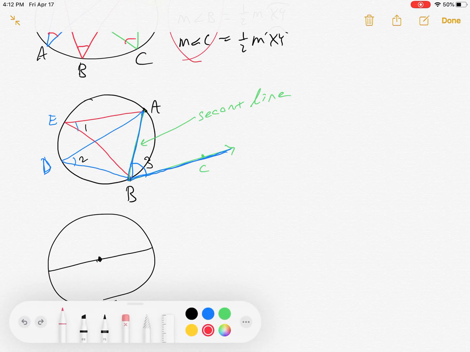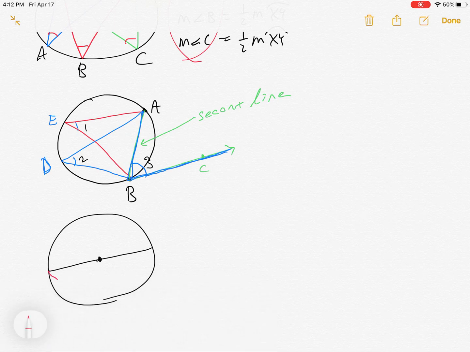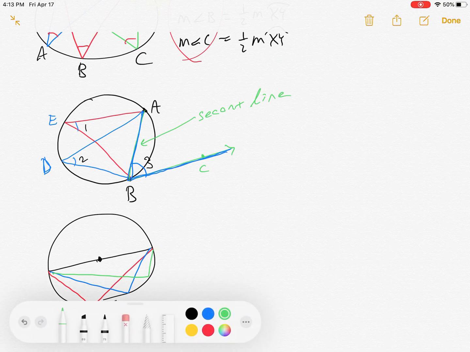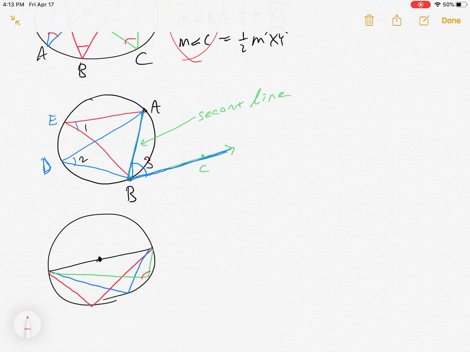Something surprising is going to happen. So what is the measure of this arc? Well, let's just draw a few of these. Let's draw a red one, a blue one, and a green one. It's a shame I didn't draw this better. So all three of those angles open to the same arc, so they're all the same.